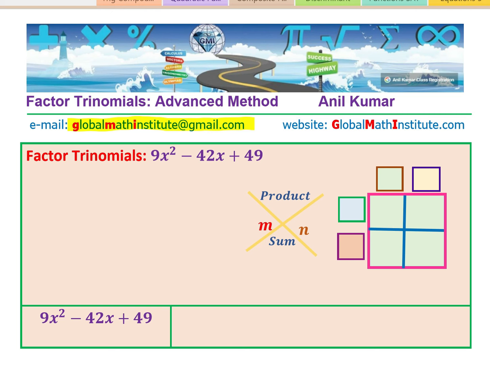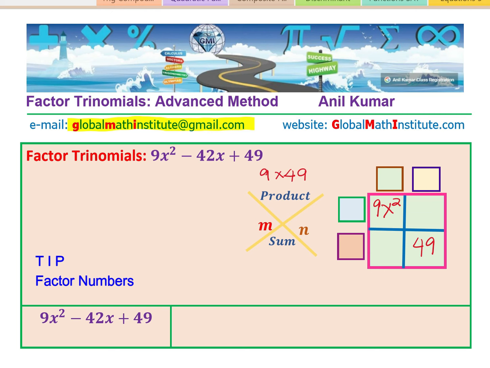Now let's look into another very interesting example. So just to begin with, 9x squared, the leading term, is placed in the top left corner, and 49, the constant, in the bottom right corner. Correct. Now we are reminded of product and sum. Actually, you should start with product and sum. Perfect. The product this time is 9 times 49. It's a very big number. So I'll prefer to just leave it as 9 times 49.